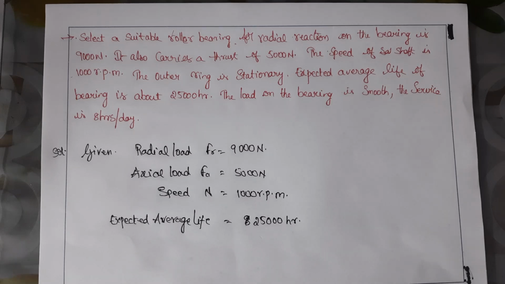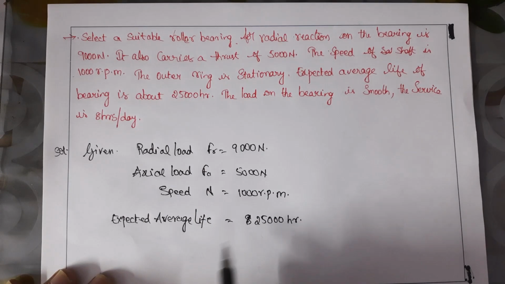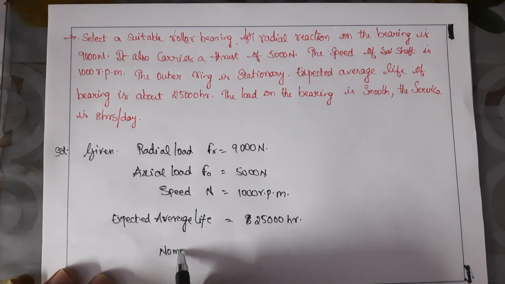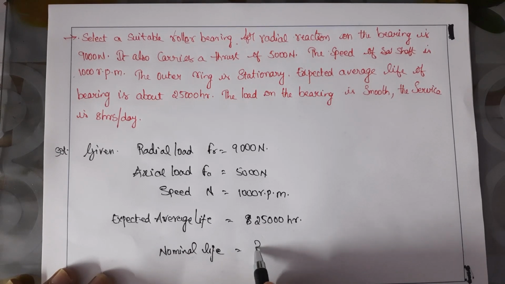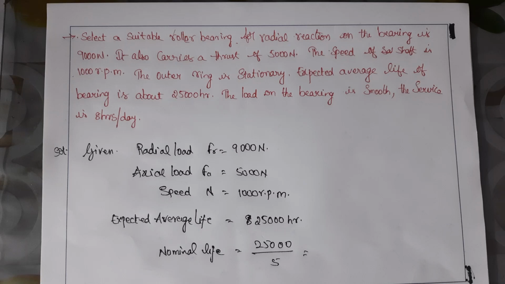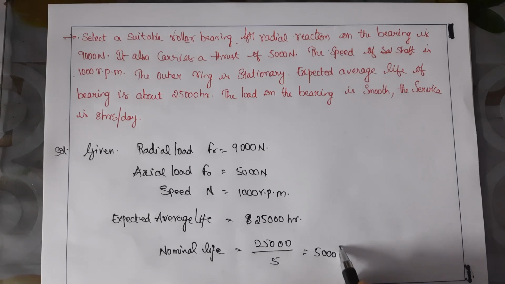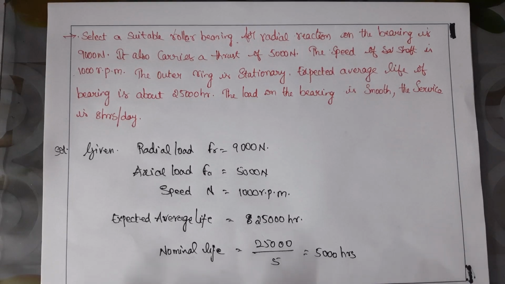So here it is given as average life. So the nominal life is nothing but 25,000 hours divided by 5. For calculating the nominal life, we have to divide by 5. So we will be getting around 5000 hours. Okay, so this is what we have got.